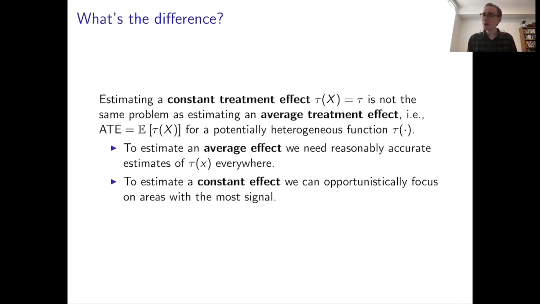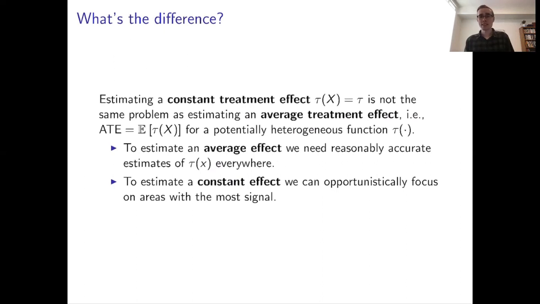And to see why there's a difference, consider a problem where you have a fairly large X space, and then you have some regions of X space where it's very easy to estimate treatment effects. Say you have good balance across treated and control units, you have many units of both types. And then you have another region of X space where it's very hard to estimate treatment effects. Maybe almost everyone was assigned to control, so you barely have overlap.